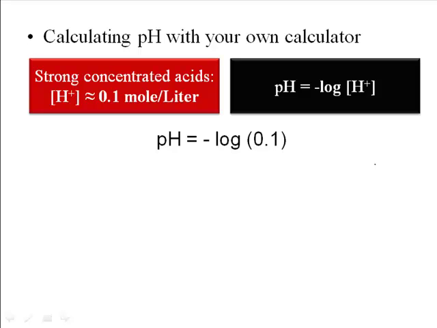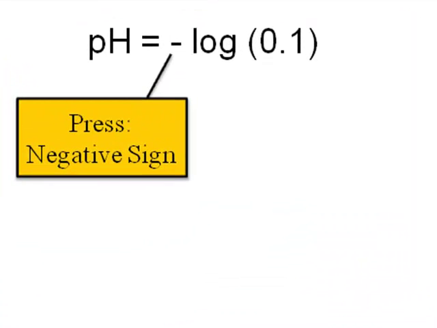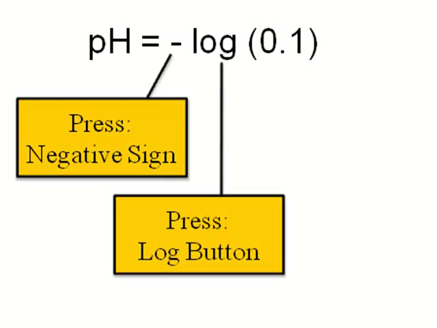How you do this depends on exactly which calculator you have. About 50% of you are going to have calculators where you want to type things in the following order. First, you want to press the negative sign. The negative sign, or your negative button, is different than the subtraction button. Press your negative sign and then find your log button and press that. Notice we're not entering any multiplication signs, addition signs, or anything else.